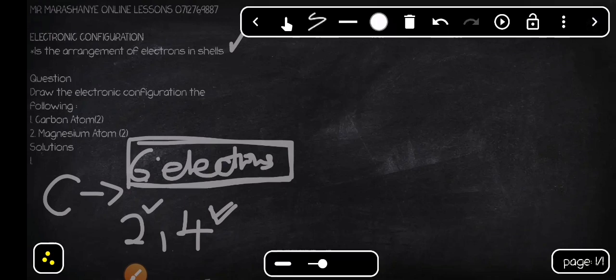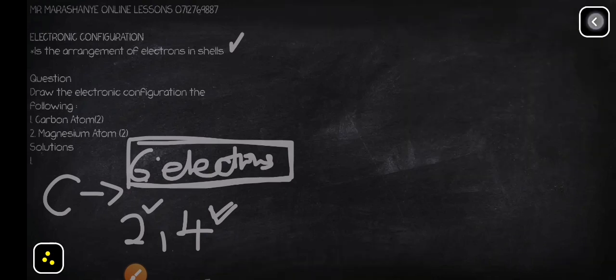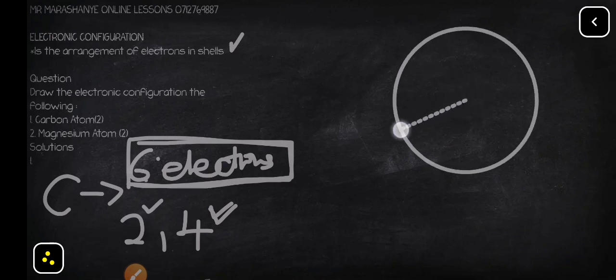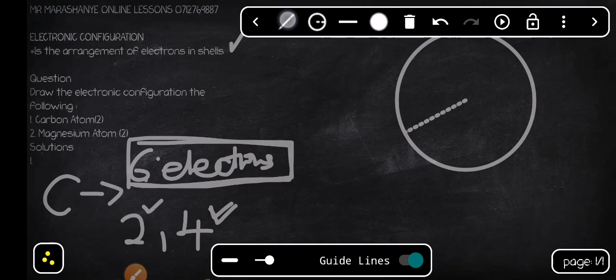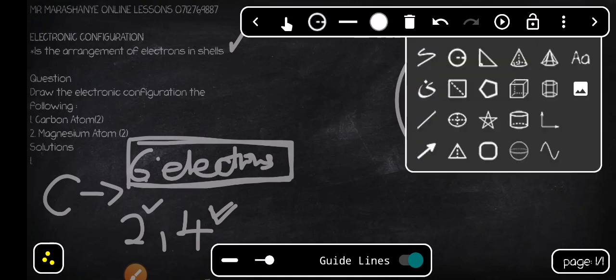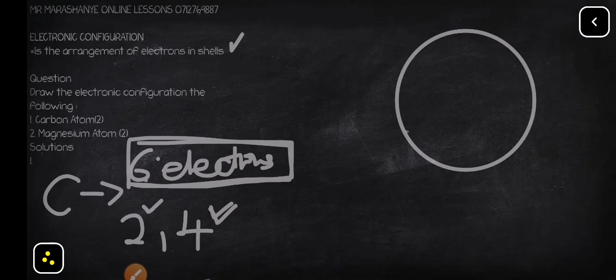Please listen to me. I'm going to draw a circle here. Right, this is a circle as you can see. So I'm going to arrange these electrons in shells. At the center of this circle, you're going to put the element symbol for carbon. I'm going to put a C here.